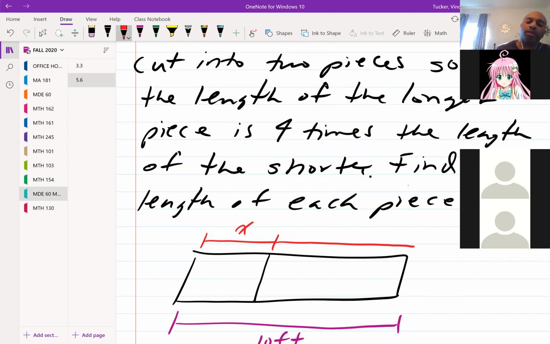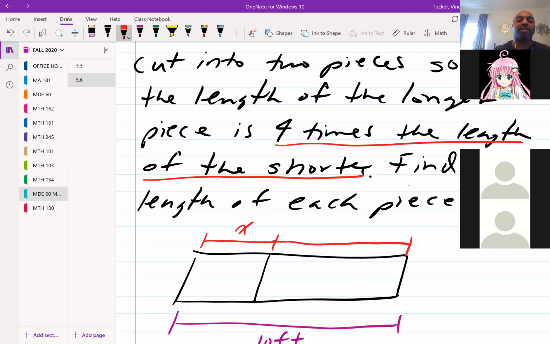And if we let the shorter piece be x, that means the longer piece should be what for us? 3/4. I get what you're doing, but there's a way to represent that in reference. See, you're doing 3/4 of the 10 feet, but how would you write it in terms of x? X times 3. Now look at it. It's 4 times the length of the shorter. What did we say the shorter would be? x. If the shorter is x, that means the longer is 4 times x, 4x.